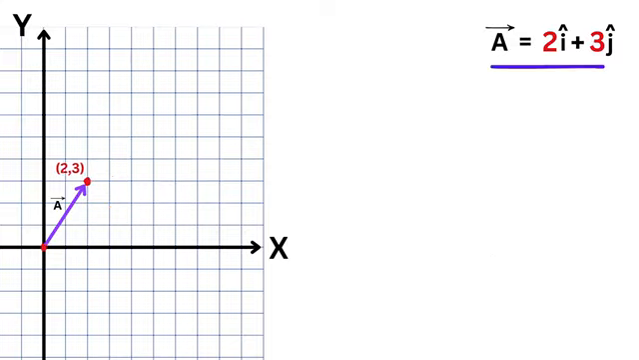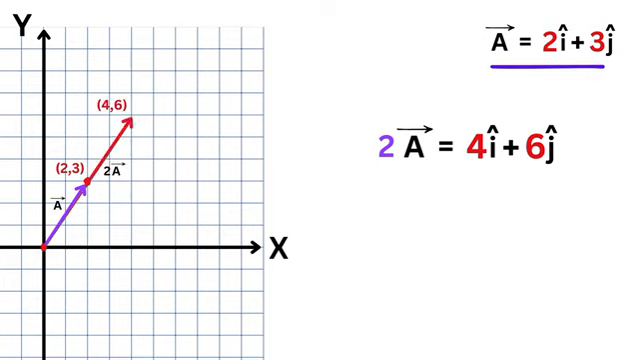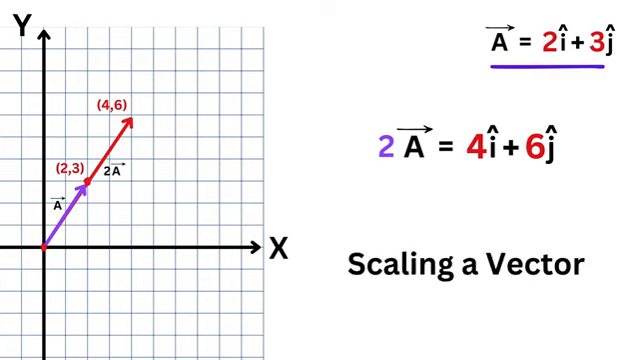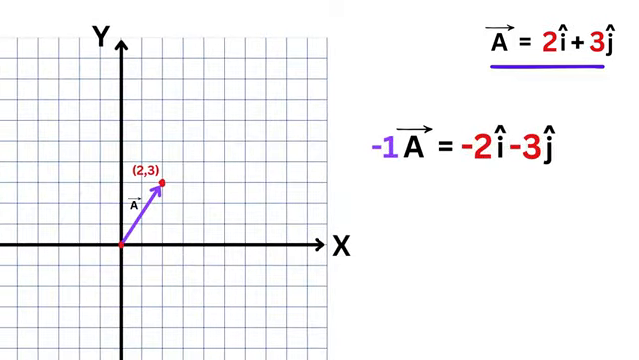Now, what if you want to double your movement? Imagine you have a vector 2i hat plus 3j hat, meaning you move 2 steps right and 3 steps up. If you double it, you get 4i hat plus 6j hat, meaning you now move 4 steps right and 6 steps up. This is called scaling a vector. A big number stretches a vector, and a small number shrinks it. If you multiply a vector by a negative number, the vector flips in the opposite direction. Note that the direction of the vector doesn't change when we multiply it with a scalar unless we multiply it with a negative number.